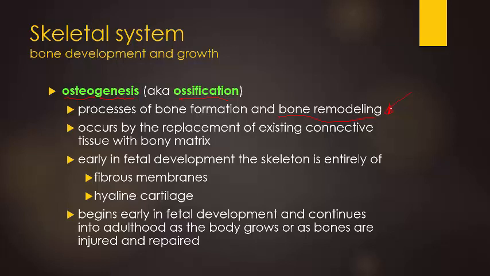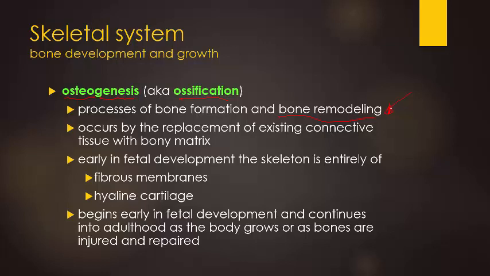Osteogenesis occurs with the replacement of existing connective tissue. So we have some connective tissue material that we've already got, and we replace that connective tissue with bony matrix. And all this is happening as the fetus is developing.